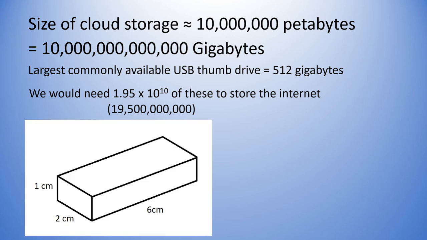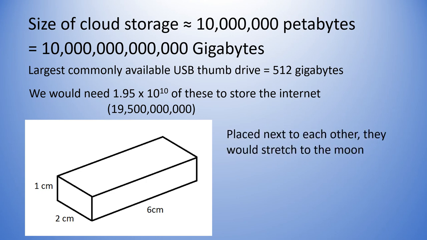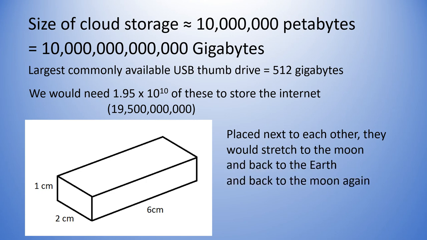Well, if we take the average USB thumb drive to be about 1 centimetre tall, 2 centimetres wide and about 6 centimetres deep, how long would that line of 1.95 times 10 to the 10 of them stretch? Well, if you put them next to each other, they would stretch to the moon, and back, and to the moon again. It's an enormously long line. So we can see how these big numbers can come up.